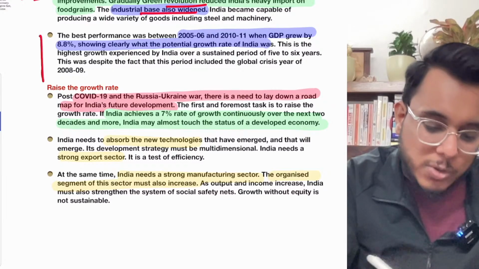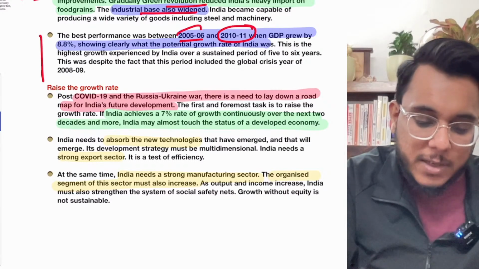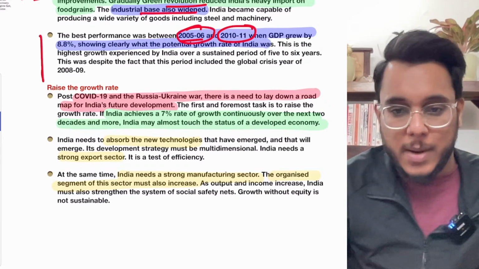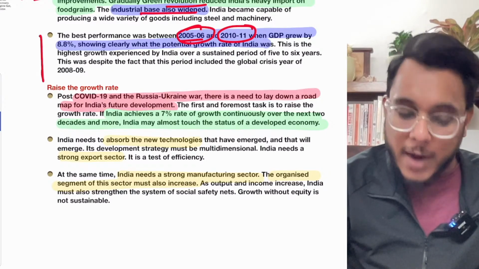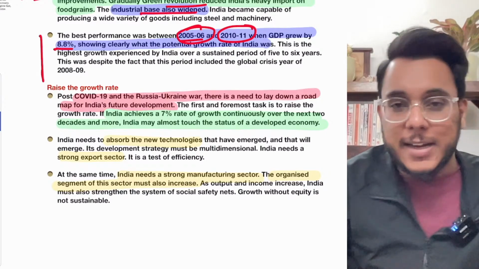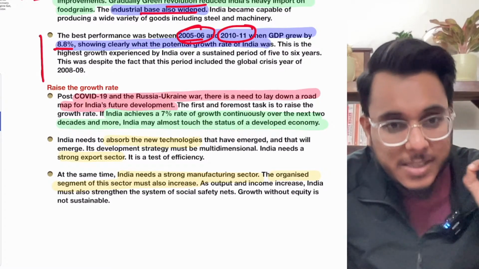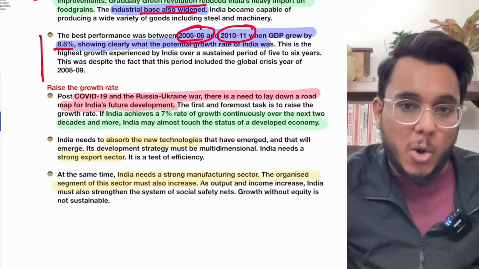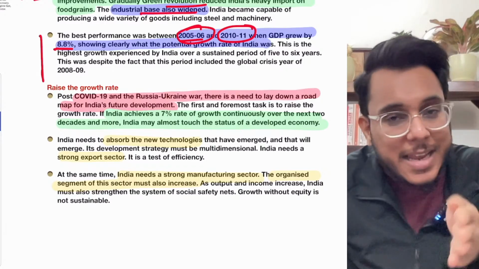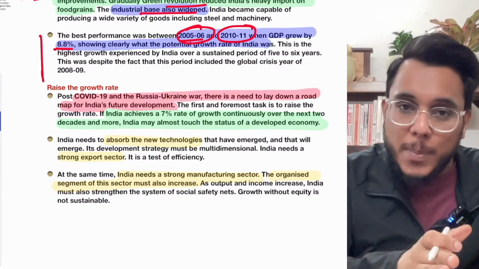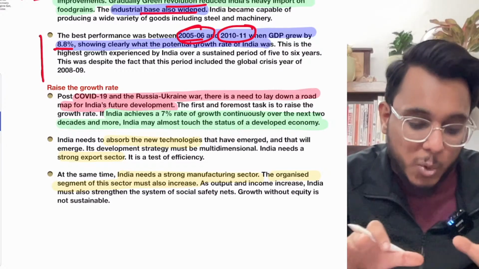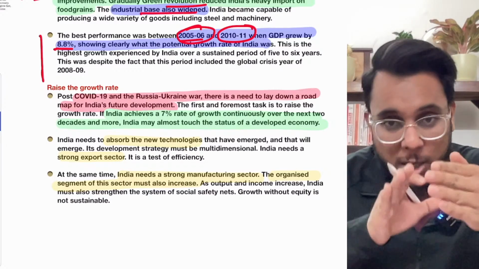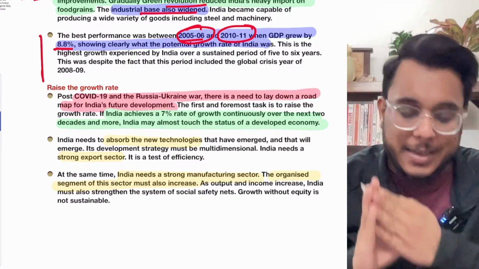And guys, 2005-6 to 2010-11, these were the golden years of the Indian economy, because for 5 to 6 years the Indian economy was growing at 8.8%. And why is this important? Because it has shown what India is capable of, what India can achieve if India suitably amends its economic policy. This was proved by this period of 2005-6 to 2010-11.